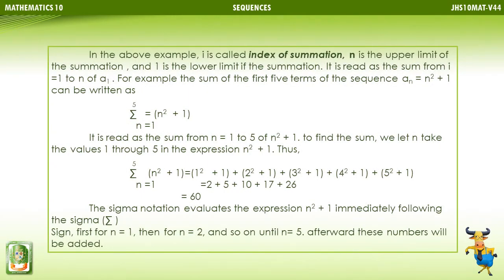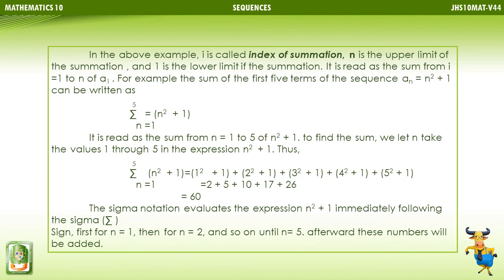In the above example, i is called the index of summation, n is the upper limit of the summation, and 1 is the lower limit of the summation. It is read as the sum from i equals 1 to n of a sub i. For example, the sum of the first 5 terms of the sequence a sub n equals n squared plus 1 can be written as the summation from n equals 1 to 5 of n squared plus 1. It is read as the sum from n equals 1 to 5 of n squared plus 1.